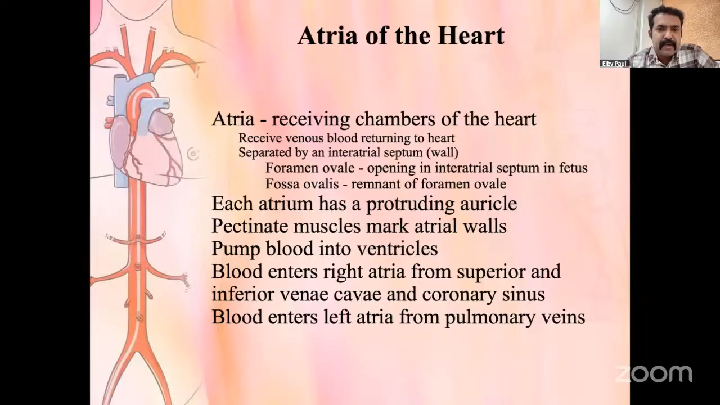It's a wall. The foramen ovale is an opening in the interatrial septum in the fetus. The fossa ovalis is the remnant of the foramen ovale. Each atrium has a protruding auricle. Pectinate muscles mark the atrial walls. The atria pump blood into the ventricles. Blood enters the right atrium from the superior and inferior vena cava and the coronary sinus. Blood enters the left atrium from the pulmonary veins.